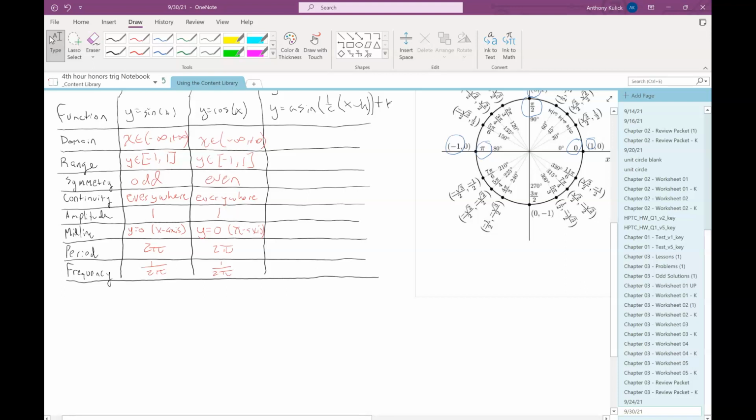Okay. What about the transformation? So remember with the transformation, we can reflect across the x or y axis. We can stretch things out vertically or horizontally or shrink them in horizontally. Stretch things out vertically or compress them down vertically, and then move things left or right or up or down. So that's it. That's the only things we can do. Will any of those change the domain?